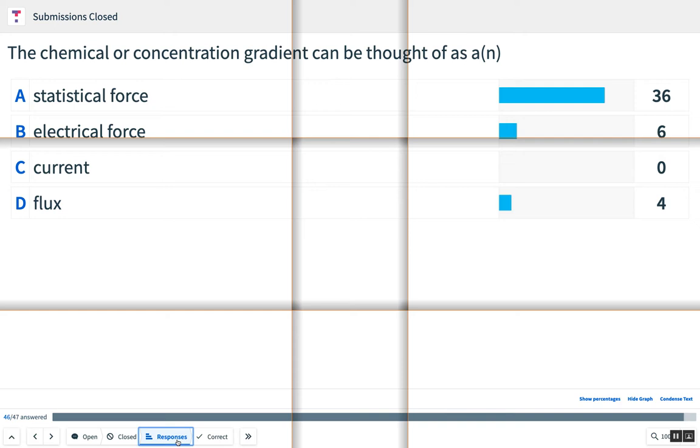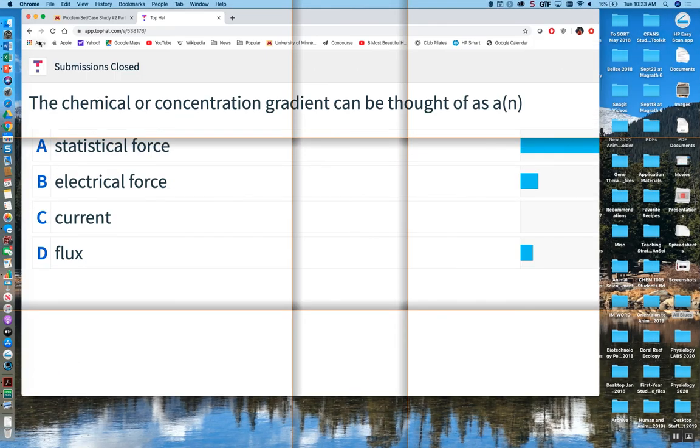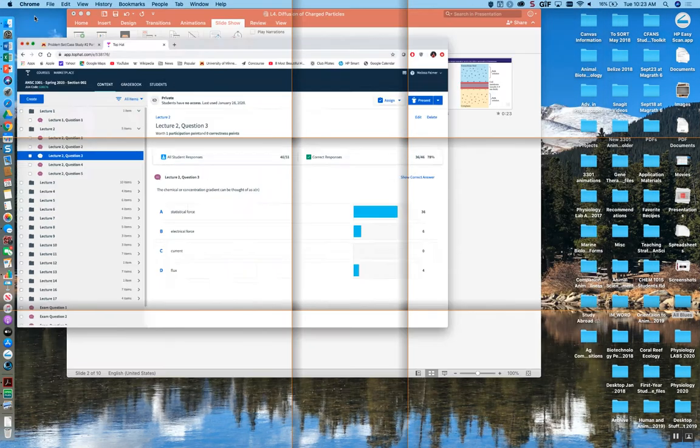Remember that concentration gradient or chemical force can be thought of as a statistical force. It's really just about probabilities. And I want you to keep that in mind when we're going through the lecture today. Okay. All right. So let's go ahead and start.